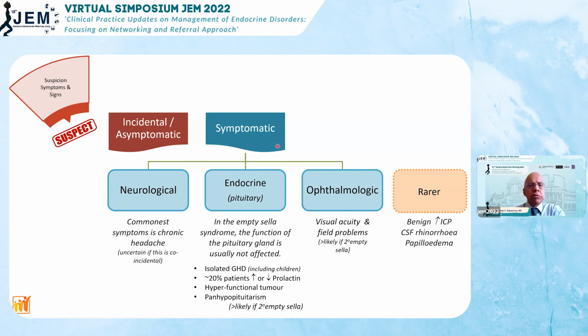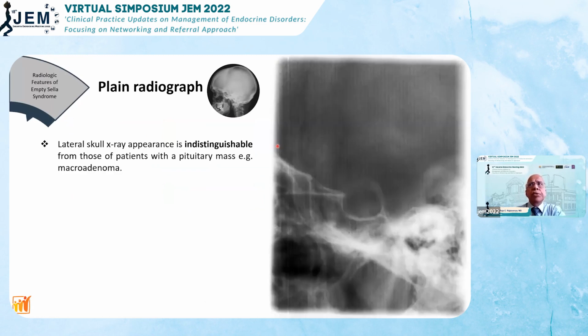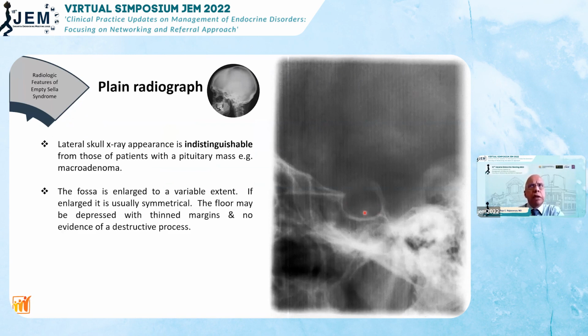A little bit about the radiology. Now, this is a skull X-ray showing an enlarged pituitary fossa, but an enlarged pituitary fossa does not necessarily mean this is an empty sella. It could be filled by a tumor. So the fossa is enlarged to a variable extent.